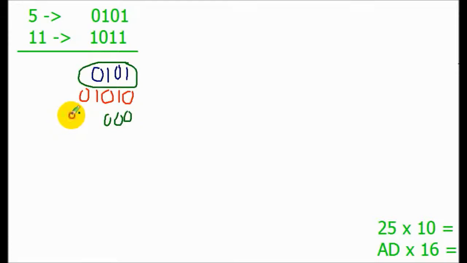So we got 0, 1, 0, 1, 0, 0, 0. And sorry, that should be like that. Now we can add them together. Right, so now we can just add it up, as we know how to do.